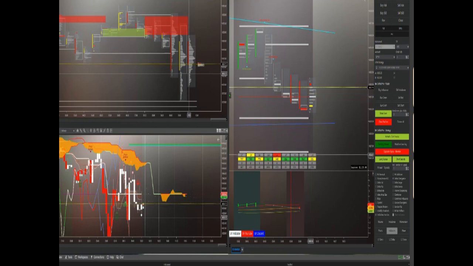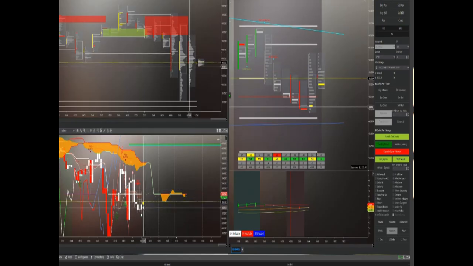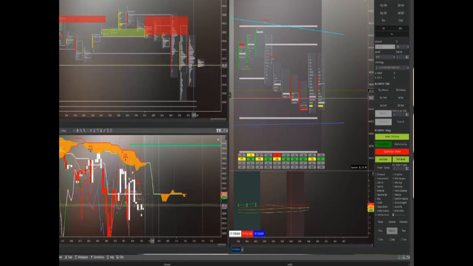We're getting some edge in here. All right, it went away. Yeah, the sellers can't hold this. I usually don't like getting back short.